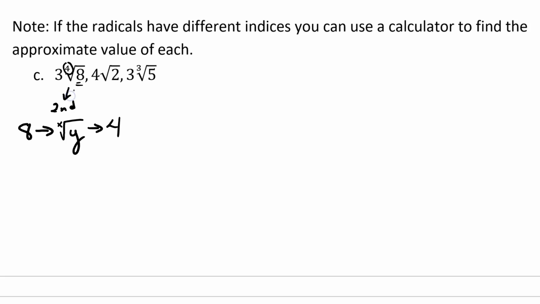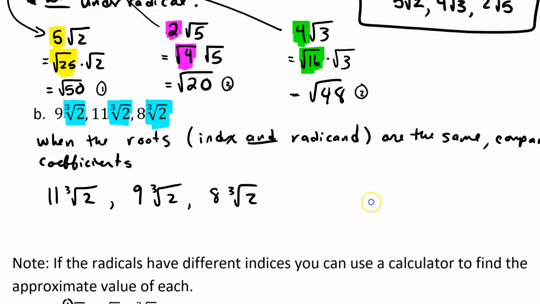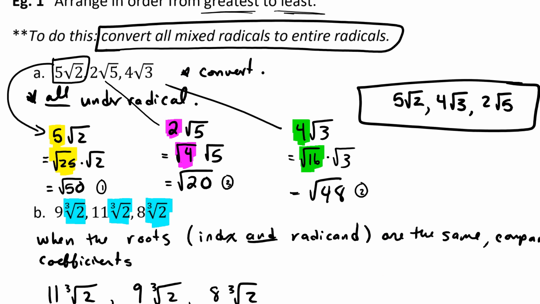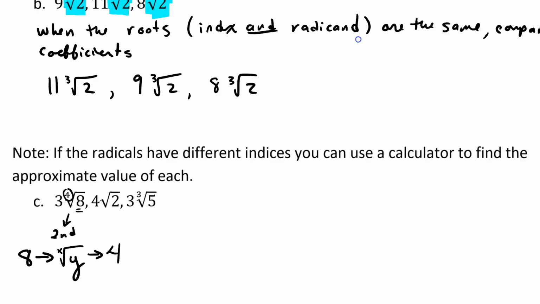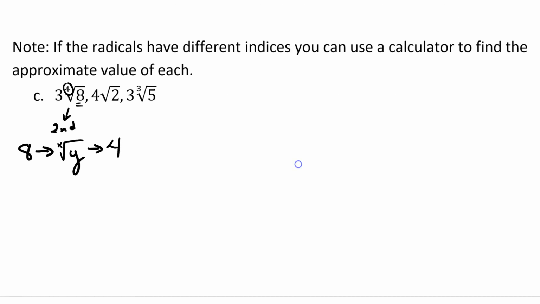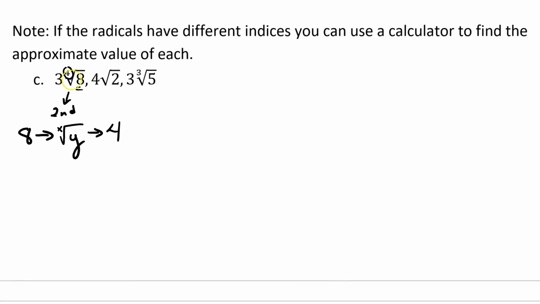So if I want to do this type of a question, note if the radicals have different indices, you can use a calculator to find the approximate values of each. Now in the first one we made mixed radicals into entire radicals. Well, that won't be helpful in this because we're kind of comparing apples and oranges. We're comparing fourth roots to square roots to cubed roots. So really we just need to have those decimal approximations.